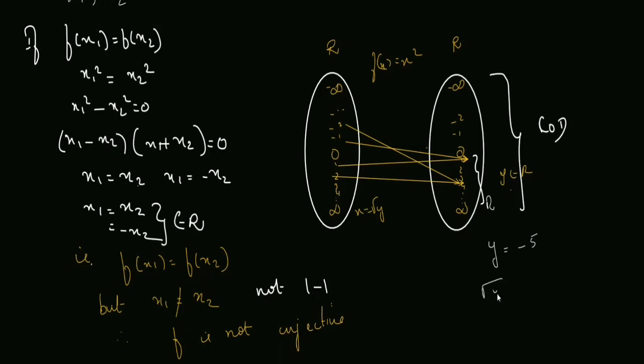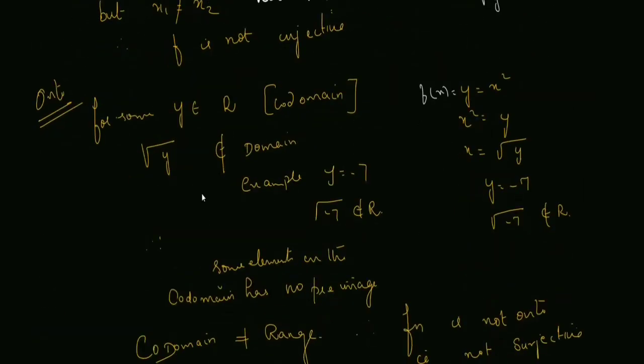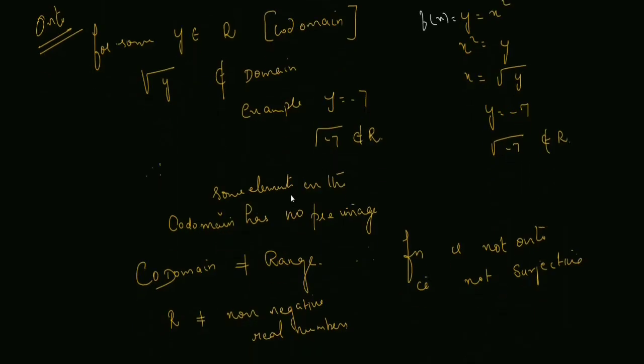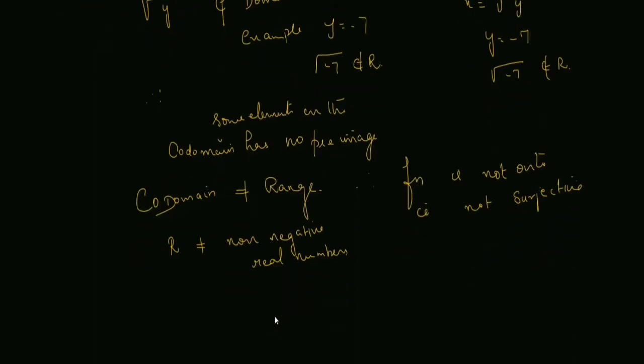y is in the codomain. Now you have to find root of y, that is root of minus 5. Do you have root of minus 5 in the set of real numbers? Root of minus 5 is an imaginary number. So it is not there in the set of real numbers. So some elements, especially the negative numbers, do not have a pre-image. So codomain is not equal to the range. Codomain is a set of real numbers and range is the non-negative real numbers. Therefore the function is not onto and it is not surjective.